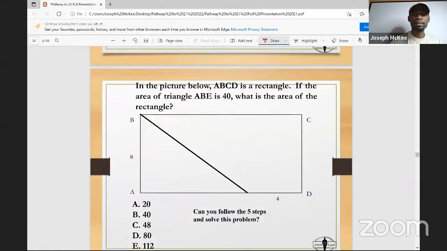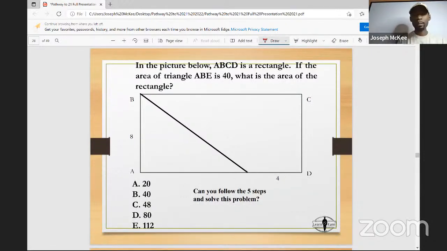And as an example, I have a problem here in the picture below. ABCD is a rectangle. If the area of the triangle ABE is 40, what is the area of the rectangle? So remember, what is it looking for? It wants the area of this entire rectangle. What is missing? We don't know the length of this side. We don't know the length of AD.